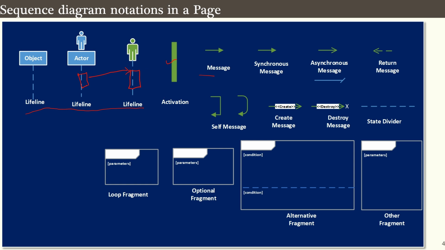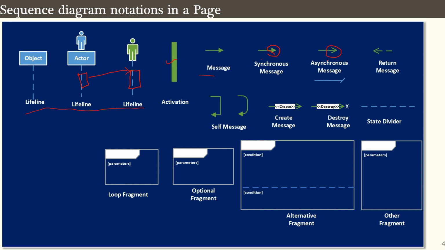There are different types of messages. One is called a synchronous message that has a flat arrow, which is what you are seeing here, and you can have an arrow message with a pointed one that's used for an asynchronous message.